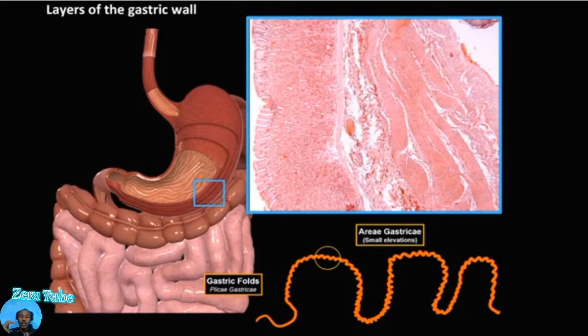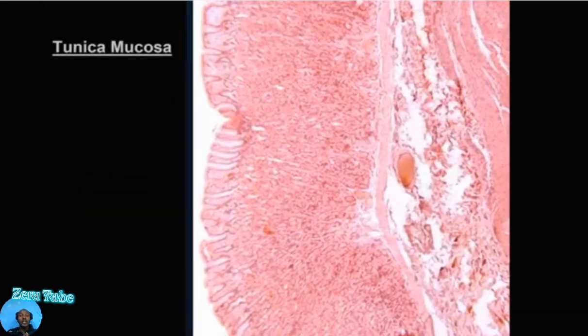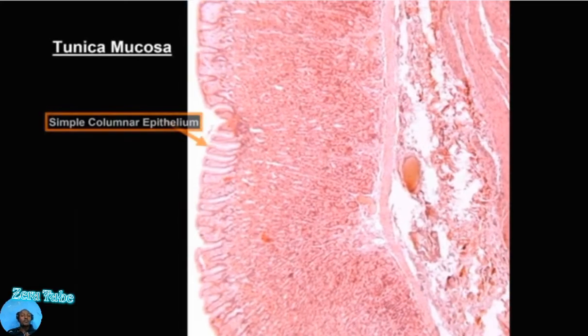So the most elevated part is called area gastrica, and the most depressed part is called area sulca እንለዋለን. So the tunica mucosa is mainly formed of the cells of simple columnar epithelium. A simple columnar epithelium is a type of epithelial cell which forms the stomach, the lower parts of the duodenum, and small intestine as well as large intestine.